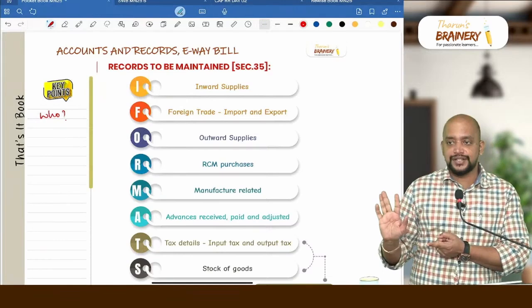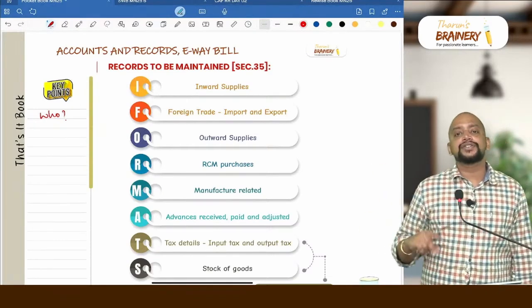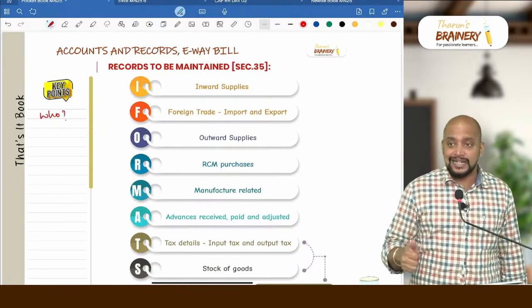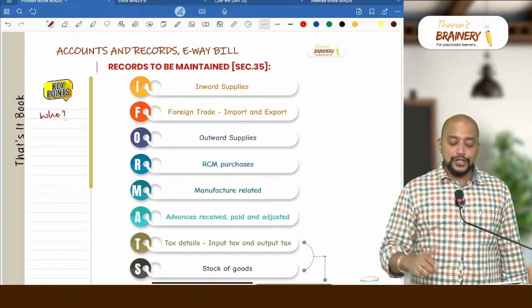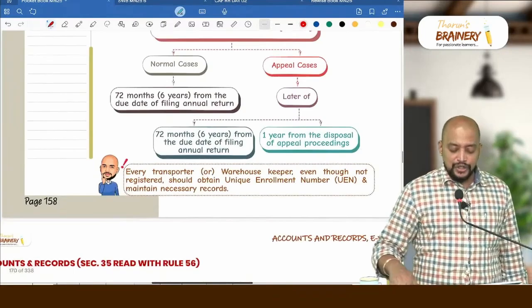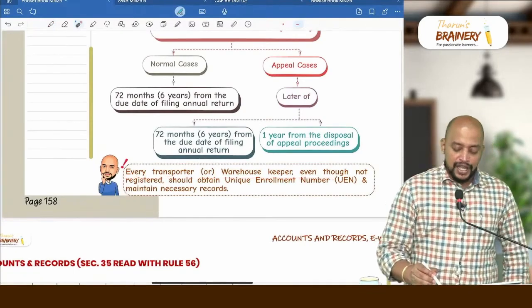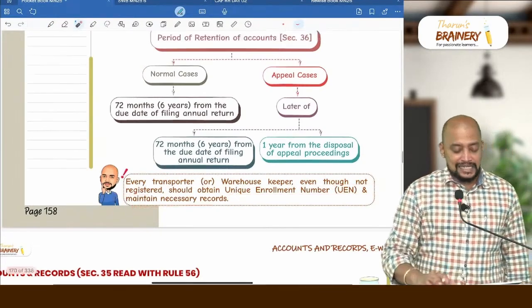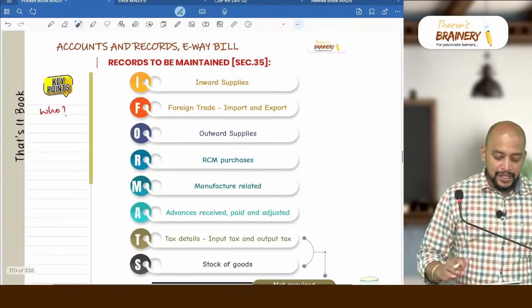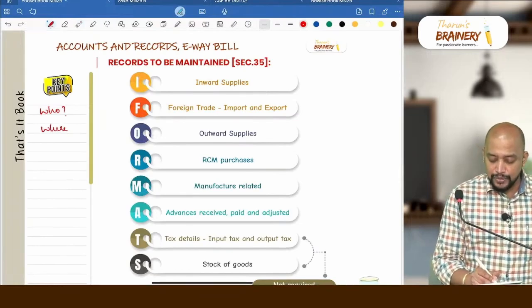First question, who is required to maintain accounts and records? Every registered person is required to maintain accounts and records, and there are two cases where, even though they are not registered, they need to maintain accounts and records. That is, a transporter and a warehouse keeper. They need to obtain a unique enrollment number and they need to maintain records. You can see in the last page, every transporter or warehouse keeper, even though not registered, should obtain a unique enrollment number and maintain necessary records. That is about who.